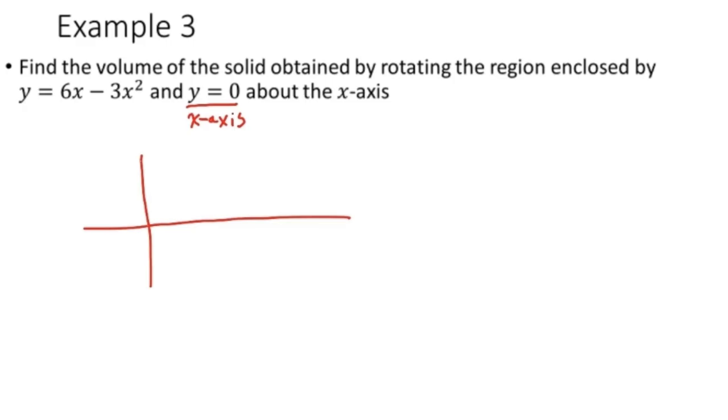Now we'll sketch a graph of our 6x minus 3x squared equation to get an idea of the region. We'll start by finding the x-intercepts, since that is where our y equals 6x minus 3x squared would intersect the line y equals 0. So we're going to solve the equation 6x minus 3x squared equals 0. Since this is quadratic, we will factor the equation, and we get 3x times (2 minus x) equals 0, which means x equals 0 or 2.